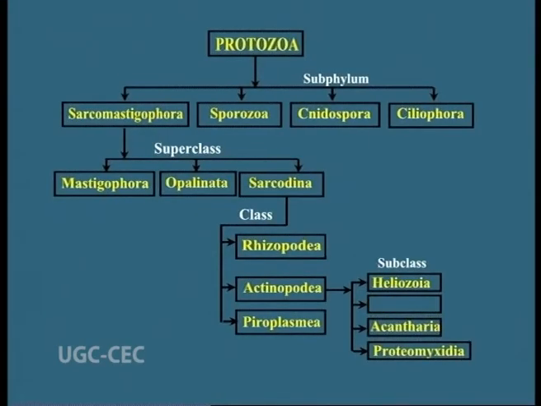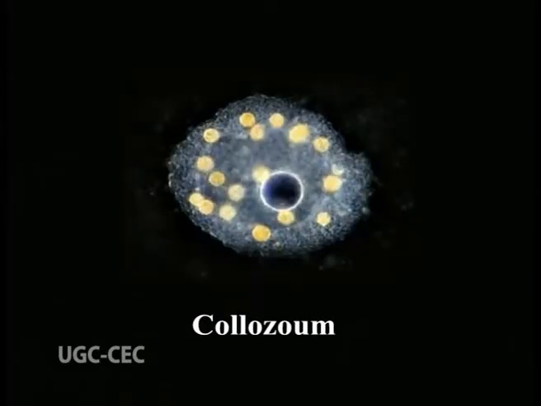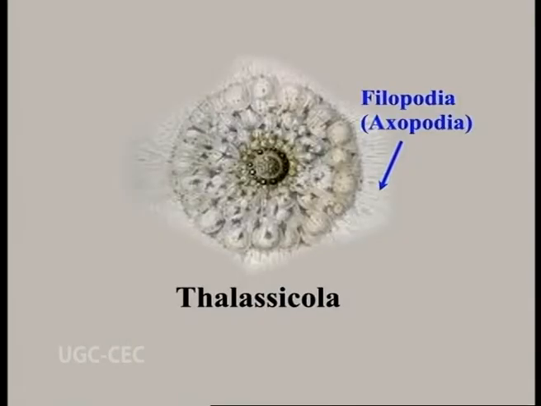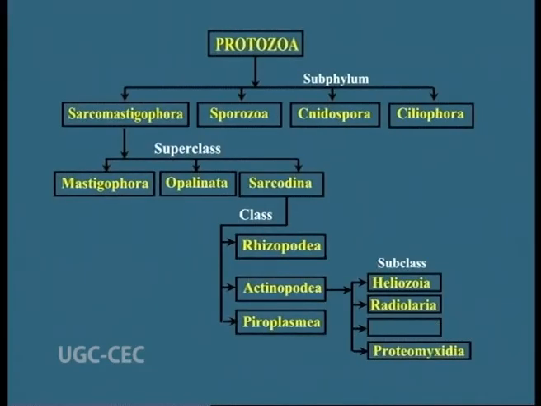Subclass Radiolaria. The examples are Collozoum and Thalassicola. Body naked or with a perforated chitinoid central capsule separating ectoplasm from endoplasm. Filopodia or axopodia are present. They have spicules or siliceous skeletons.